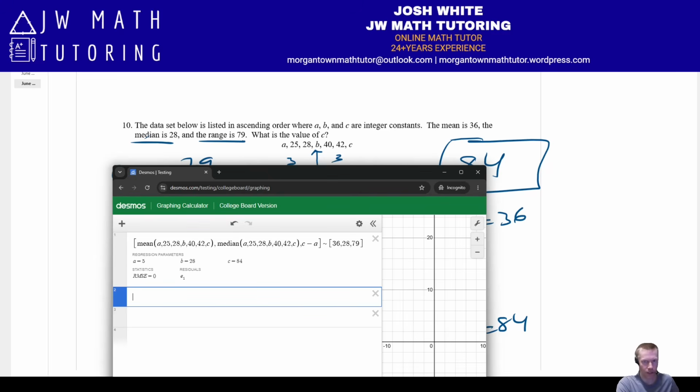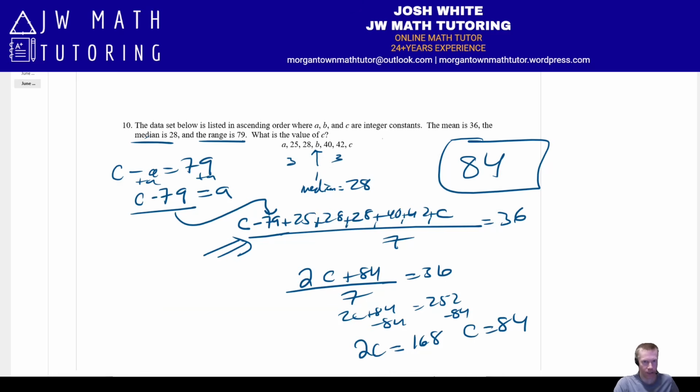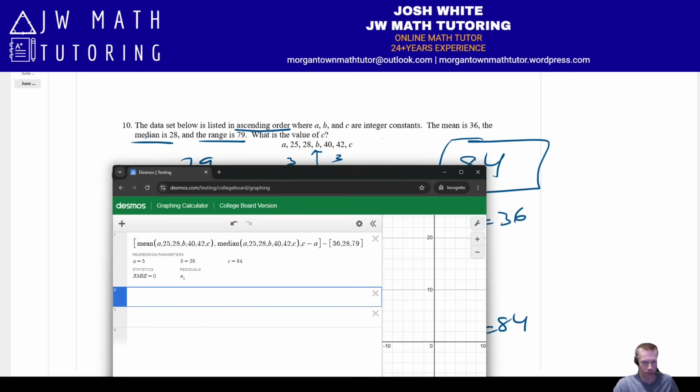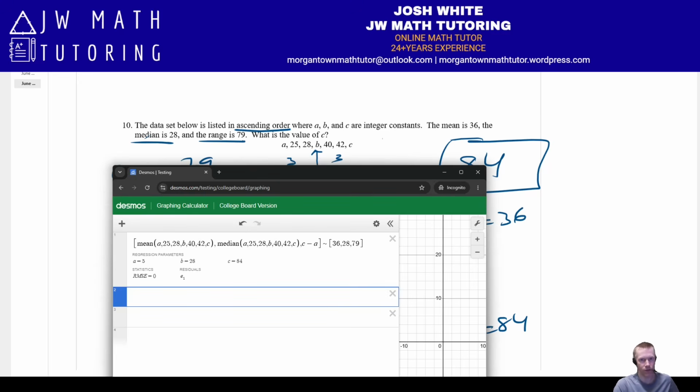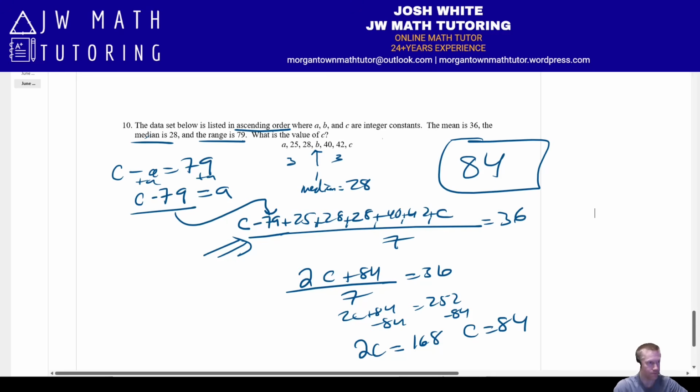So you just need to be careful. Basically the original solution it gave me had B as 140, but that doesn't match the conditions of the problem because it says these numbers are in ascending order, right? You couldn't have 140 between 28 and 40. So although that numerically might meet the conditions of the problem, it doesn't meet the other requirements as well. But the correct answer is C is 84, and you can see here A is 5, B is 28, although you don't need those. But this is how you could do the entire problem in Desmos.